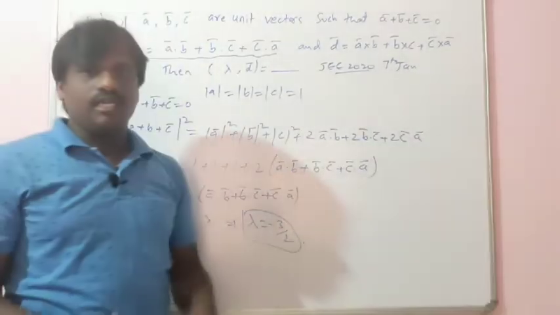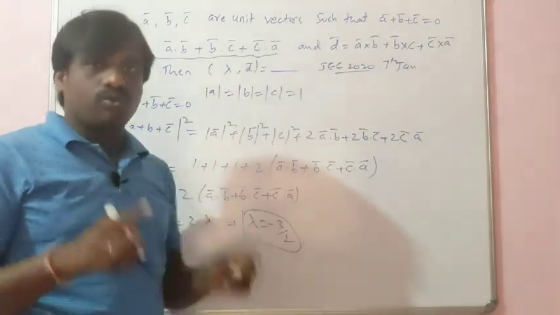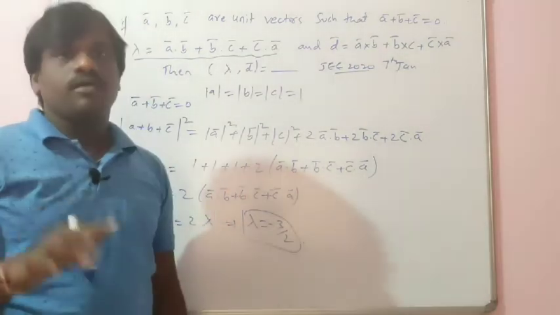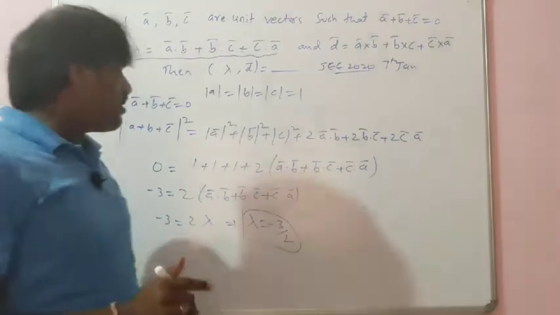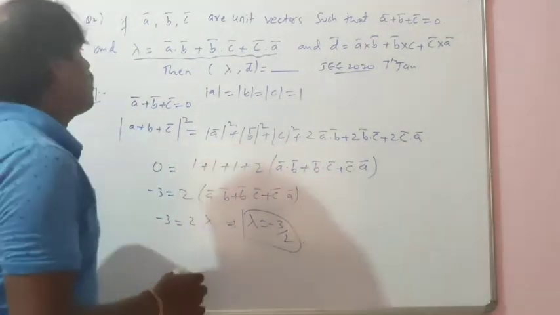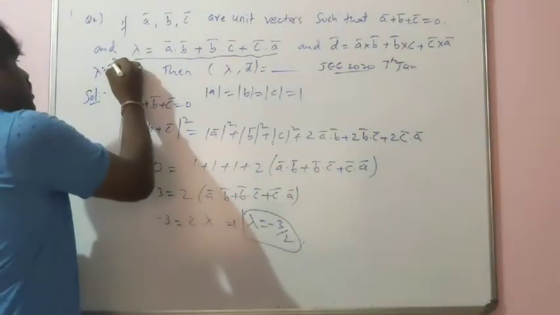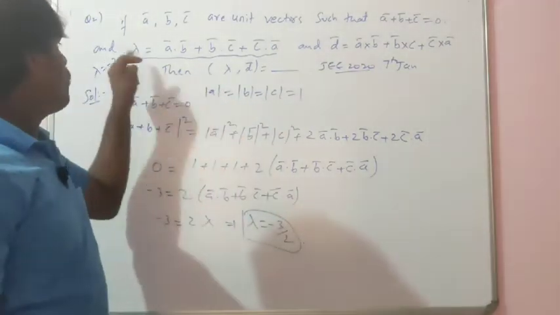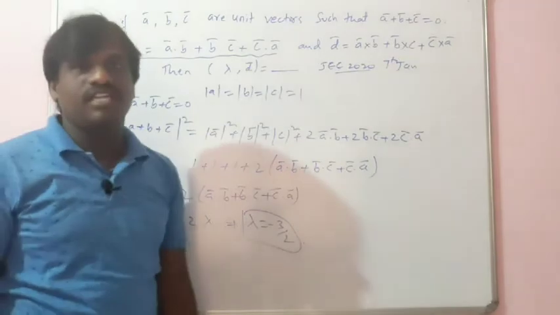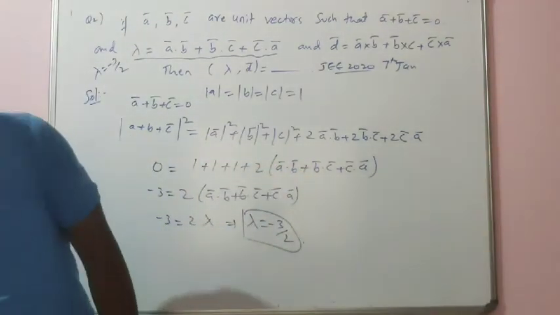Options are there. In that, the first option is also 3 by 2. Only 2 options have minus 3 by 2, so the other 2 options are wrong. So I got the lambda value as minus 3 by 2. It is asking about lambda comma D vector. Lambda I got, now I will go for the D vector. Let us find the D vector.